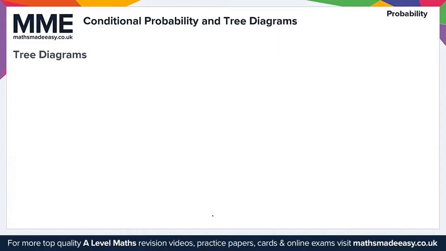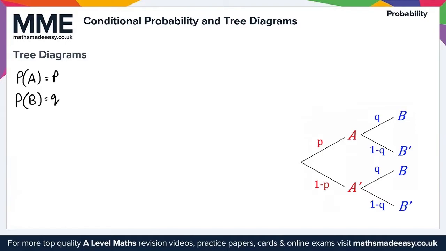Welcome to this Maths Made Easy video on conditional probability and tree diagrams. To start with, let's take a look at tree diagrams. Now suppose we have two events A and B such that the probability of A is equal to P and the probability of B is equal to Q. Okay, well, a tree diagram for A and B would look like this.